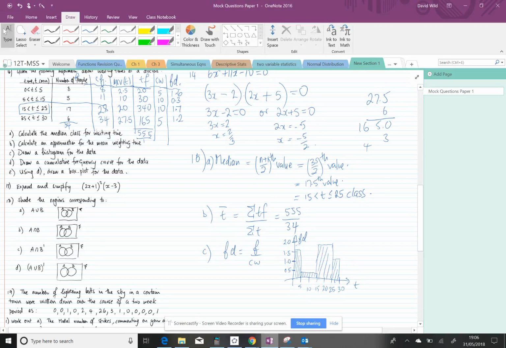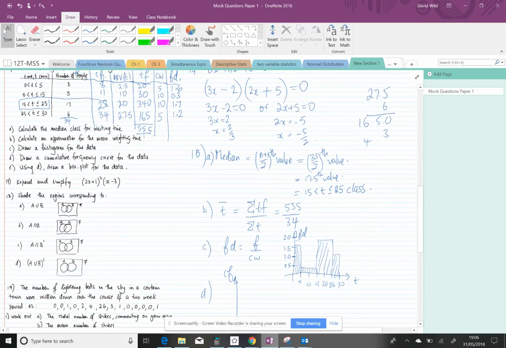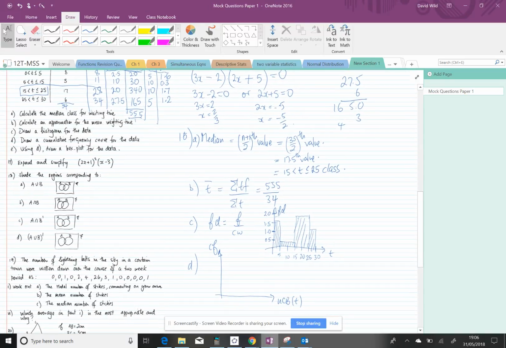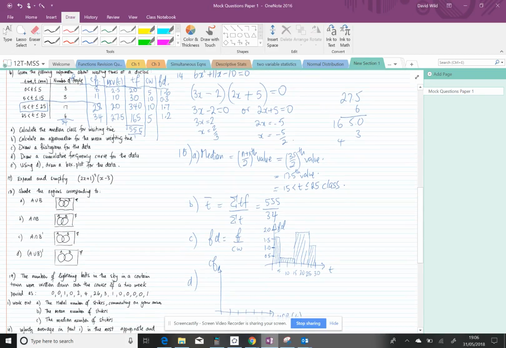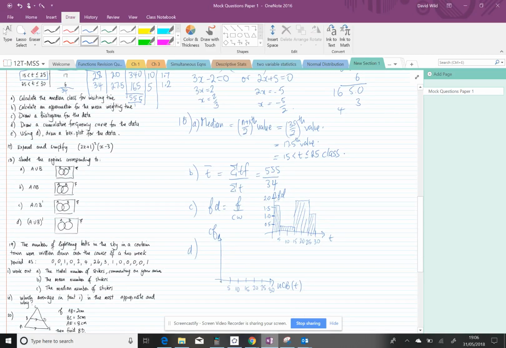Now part D, draw a cumulative frequency curve. Remember, for a cumulative frequency curve, you've got the cumulative frequency on the vertical axis, and the upper class boundaries of t here. So now we're going to plot. They go from 5 up to 30 again: 5, 10, 15, 20, 25, 30. And the cumulative frequencies go up to 34. So let's make that the axis there.